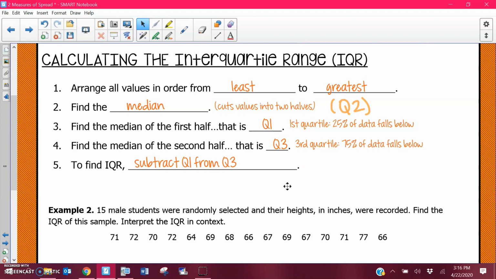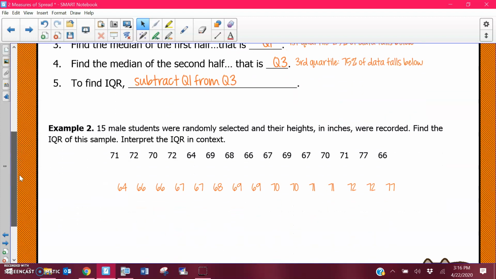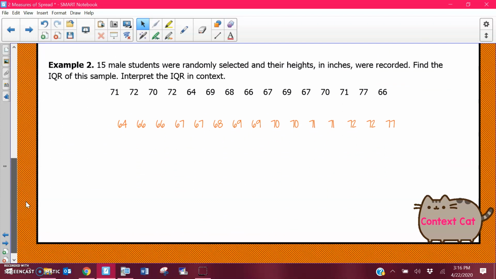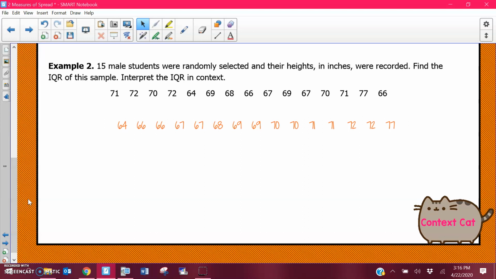So let's do an example. Okay, we have 15 male students who were randomly selected and their heights in inches were recorded. Find the IQR of the sample and then again interpret it in context. So we're all about that context.